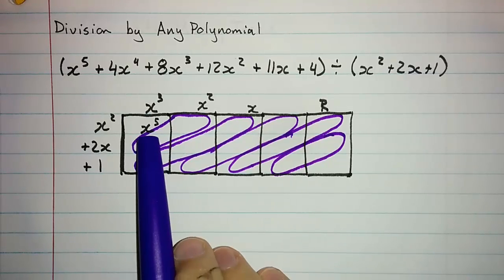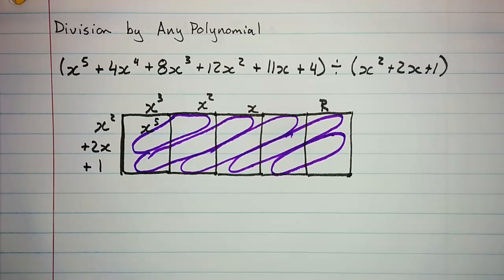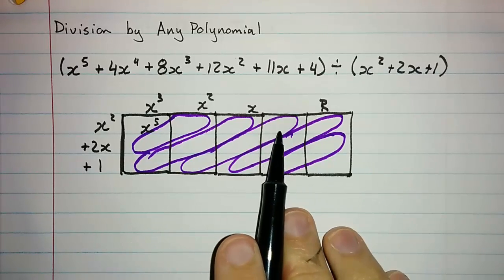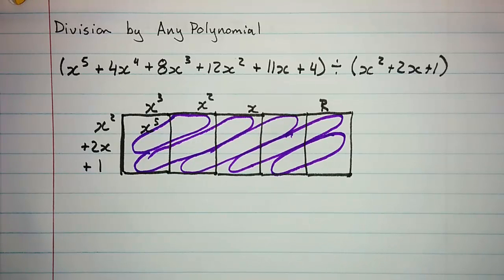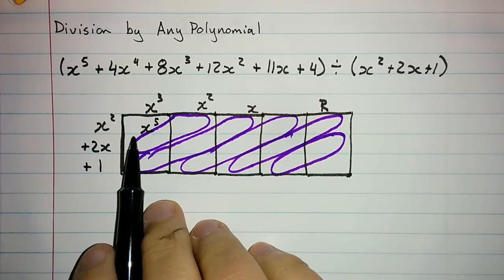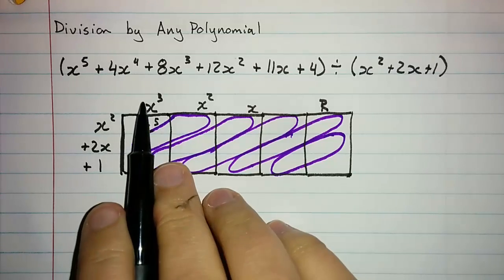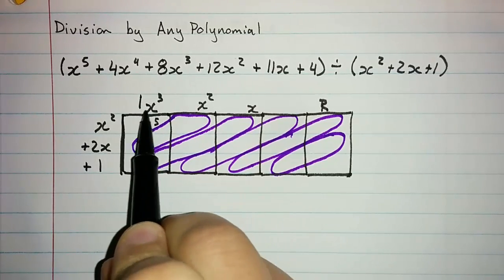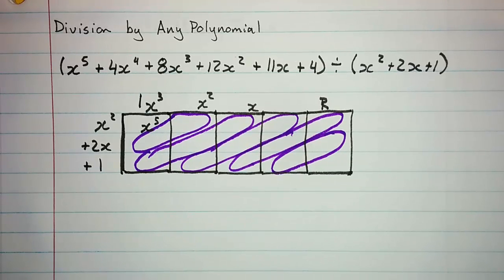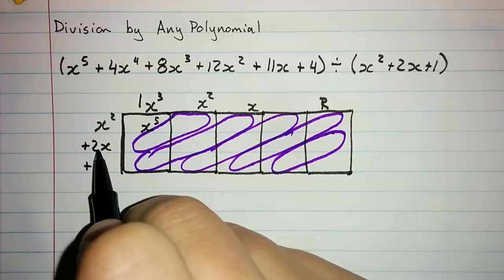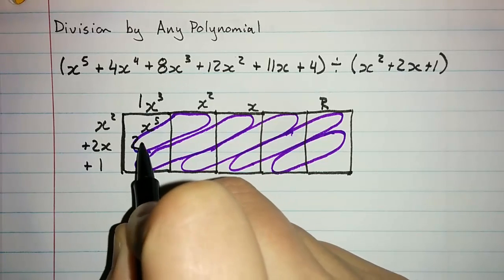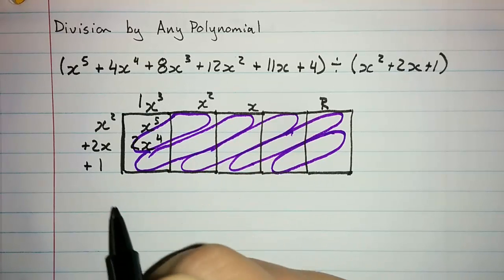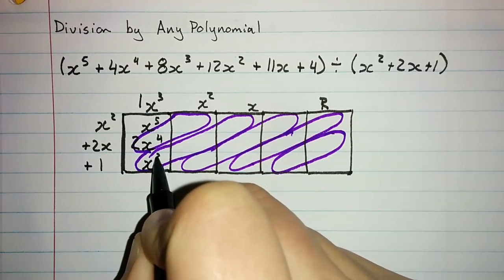So the fact that there are 3 boxes is going to present some challenge to us, but not as much as you might think, because we're only going to be looking to figure out what goes in the top row at each stage. Watch how this plays out. So my x squared times 1x to the 3rd already gives me my x to the 5th. X to the 3rd times 2x is 2x to the 4th. X to the 3rd times 1 is x to the 3rd.